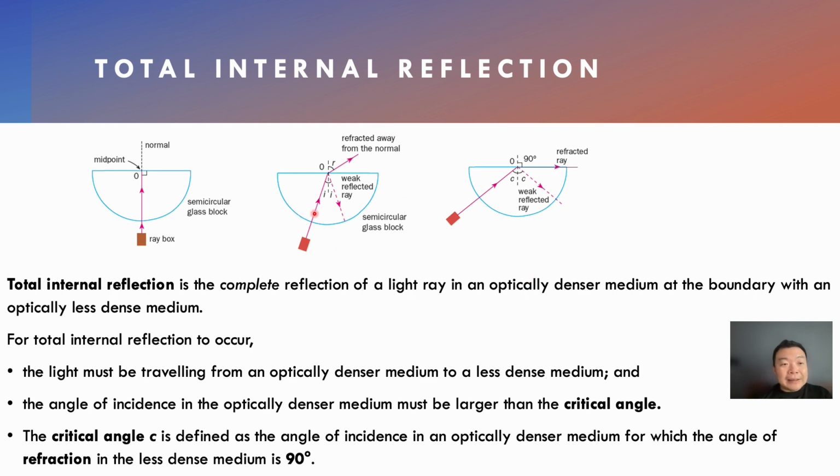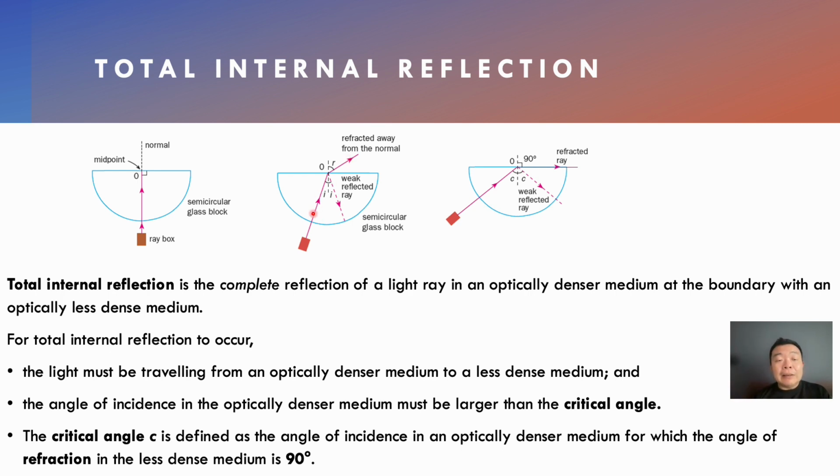So over here, as you can see, the light ray hits this boundary. The angle of incidence is pretty small, so this angle of incidence should be smaller than the critical angle. When this happens, the light ray will refract and pass through into air, just as per normal refraction.